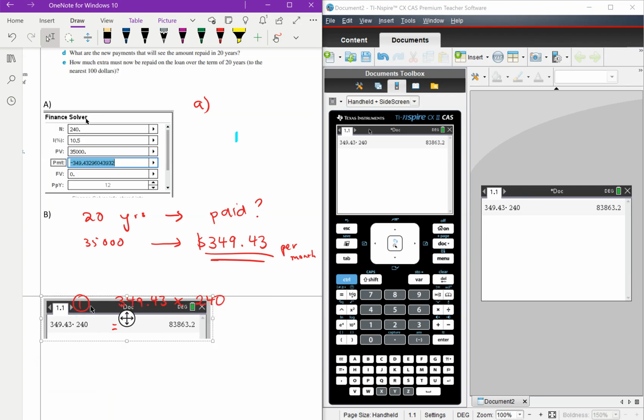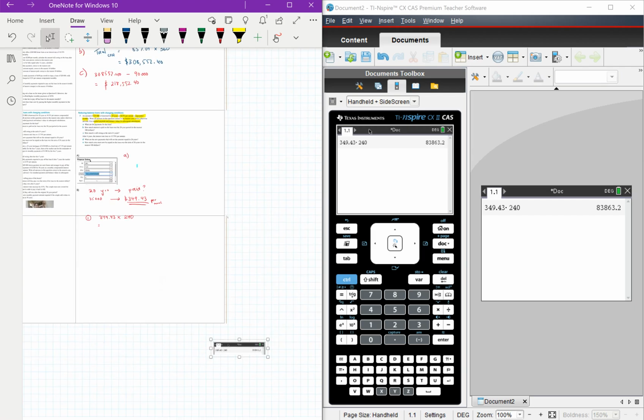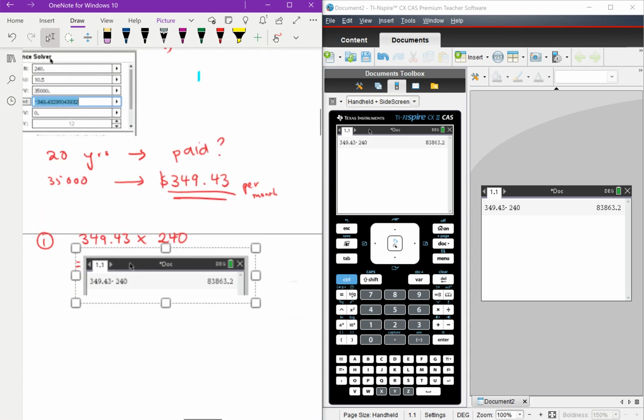Oh, where'd it go? I just lost it. All right, let's just move it out here and then move it back here. So this is how much I would have paid over 20 years.